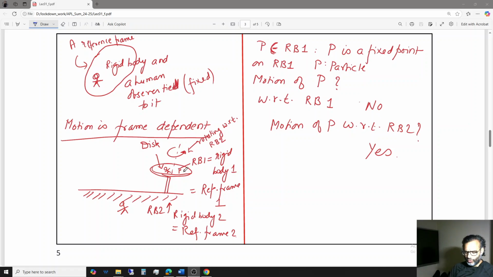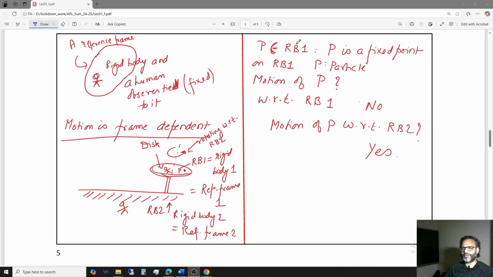So we have two reference frames now, and then we focus on a particle called P, which is fixed to the disk. It is a material point on the disk, and this is the symbol I use and will continue to use in my course to denote that this particle is a material point of RB1. P is a material point, or a fixed point, of rigid body 1. So we have two reference frames and one particle. I ask the question, what is the motion of P? Is that a complete question?